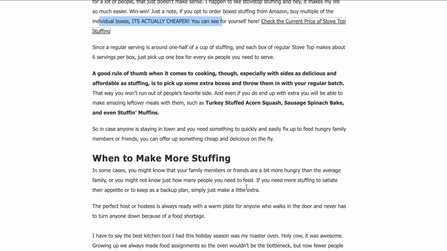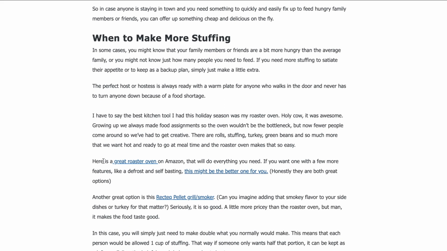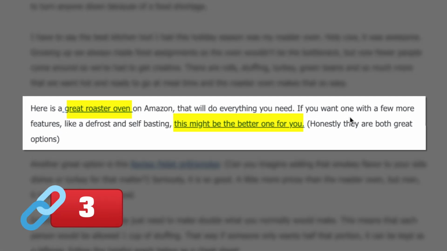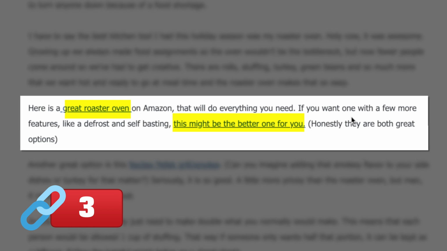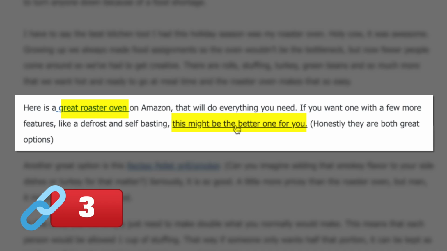All right, so as we scroll through here further, another one here, we're talking about when to make more stuffing. Here's a great roaster oven you might want on Amazon. It'll do what you need. But if you really want some additional features, here's a more expensive one that has those extra features. And you might feel like maybe that's overkill, but frankly, if I were to ask a friend, what should I get to help me with this?